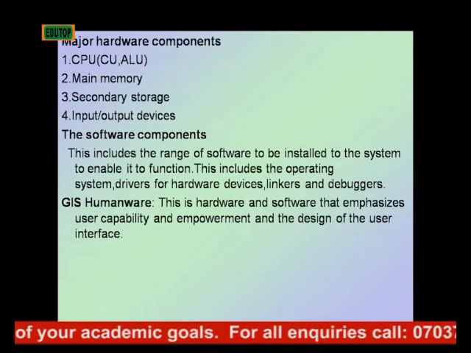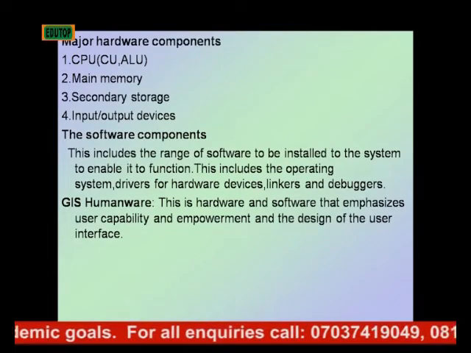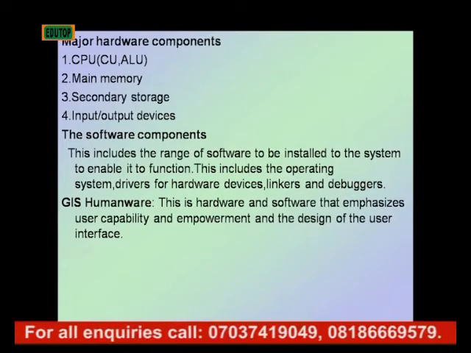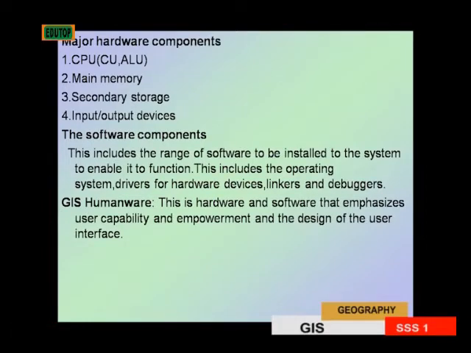Now let's look at GIS humanware. The GIS humanware, this is hardware and software that emphasizes user capability and empowerment and the design of the user interface. That's what we mean by GIS humanware. It is hardware and software which emphasizes the capability and the empowerment of the user interface.